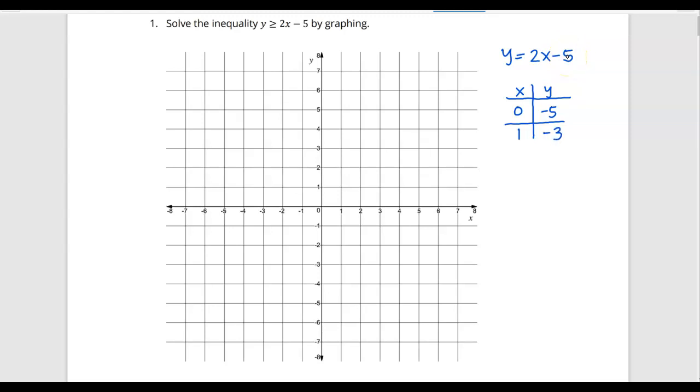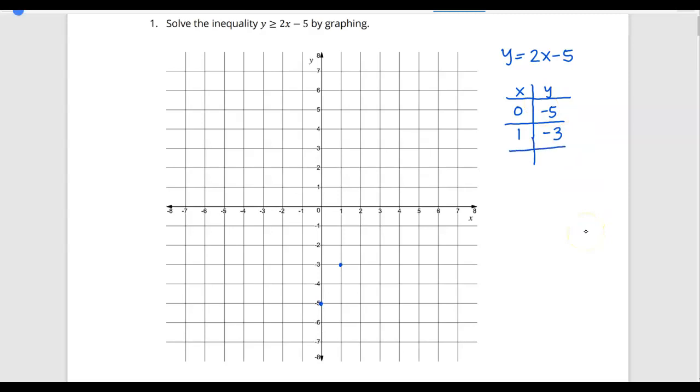So now you have 2 points, and then you just have to graph those 2 points. So we have 0, negative 5. So this is 0, negative 5. And the other point is 1, negative 3. So when x is equal to 1, y is equal to negative 3.